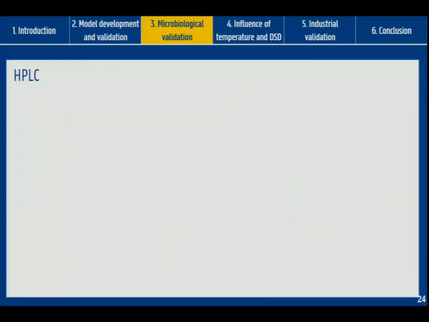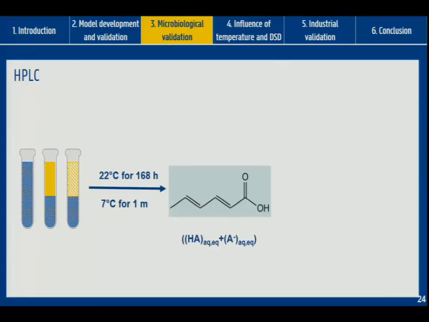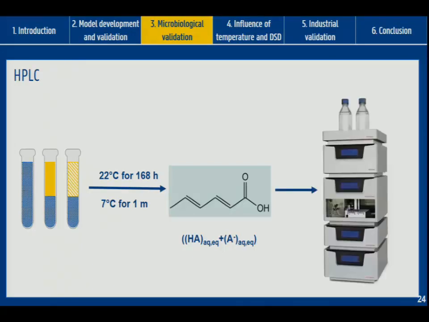And second, we did some HPLC measurements. So we took the tubes that had sorbic acid inside, and we sampled and we placed them at 22 degrees for 168 hours, which is 7 days, or at 7 degrees for 1 month. And we sampled them regularly as well for sorbic acid. And of course, we performed an HPLC analysis on this.